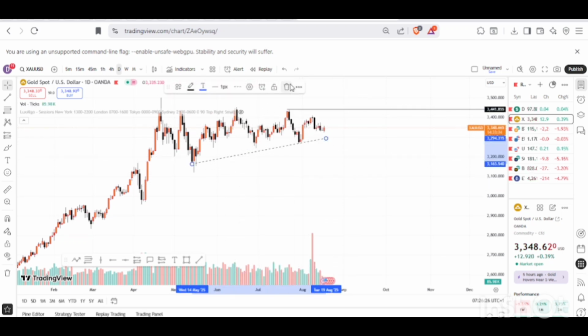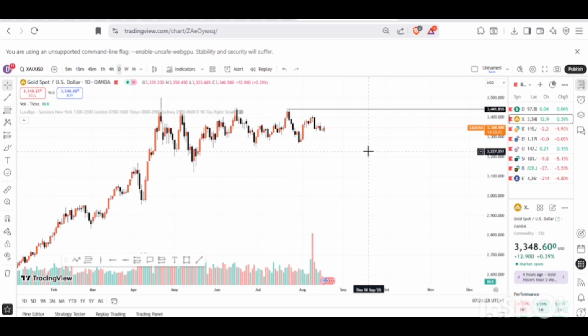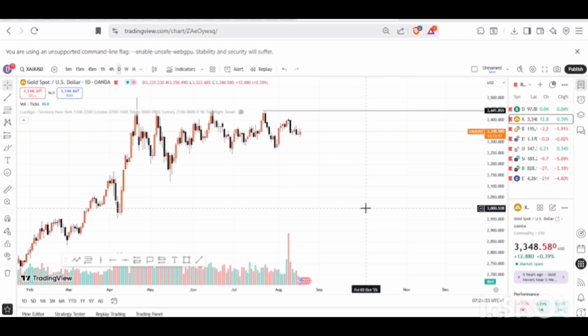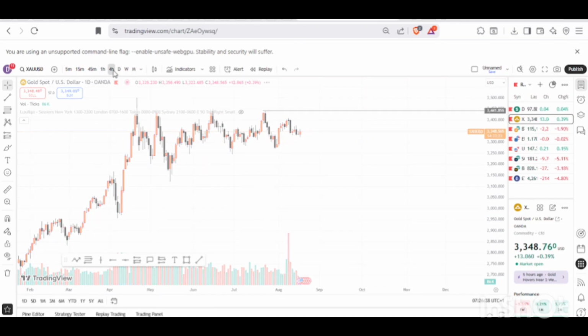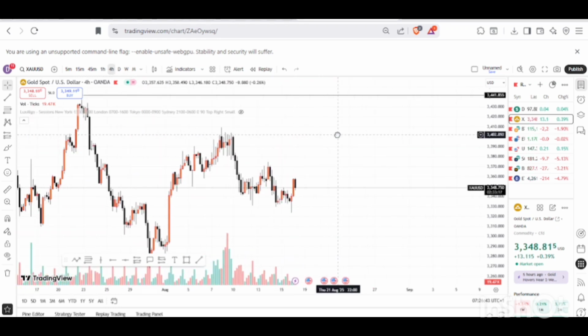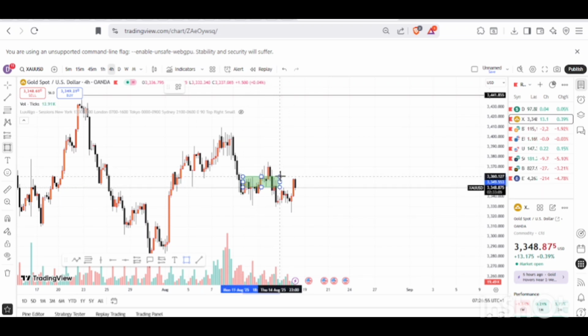I'll take this out so I don't clutter my chart so much. This is a key level I'm looking at. So we come down to the 4 hours time frame. So what exactly is happening? If you notice here, throughout the whole of last week, gold has been in a range. Ever since market dropped, gold has been in a range. So this is the range here.